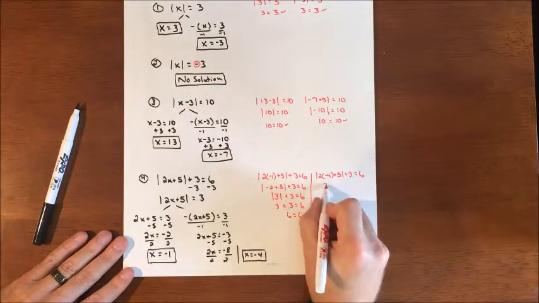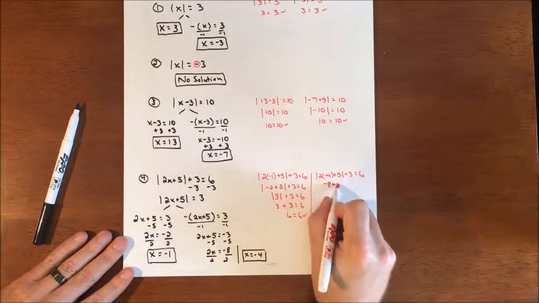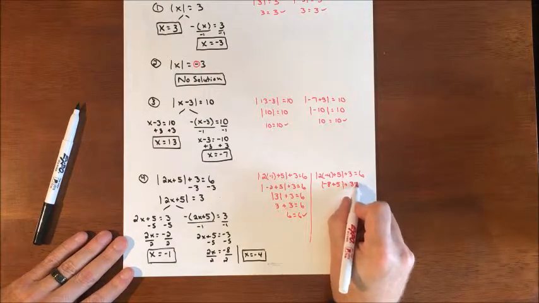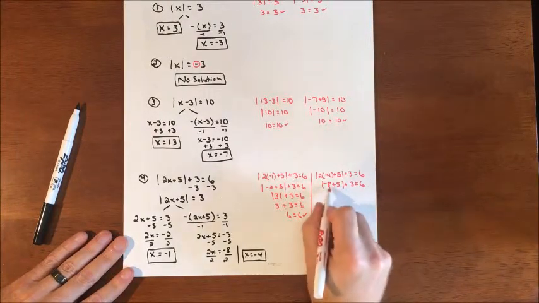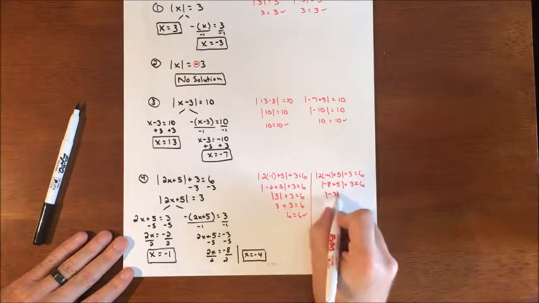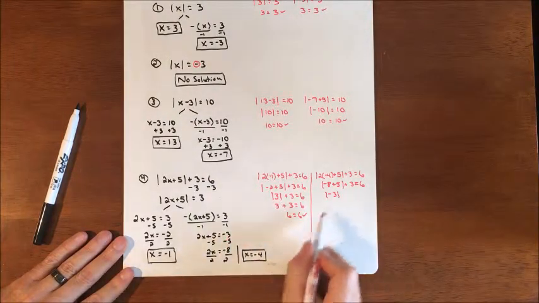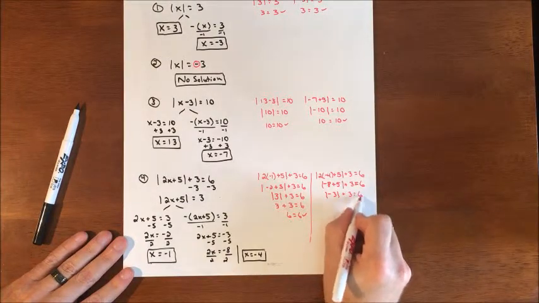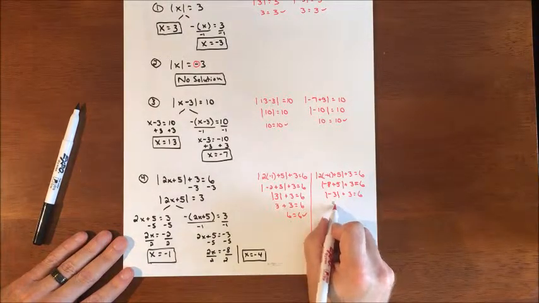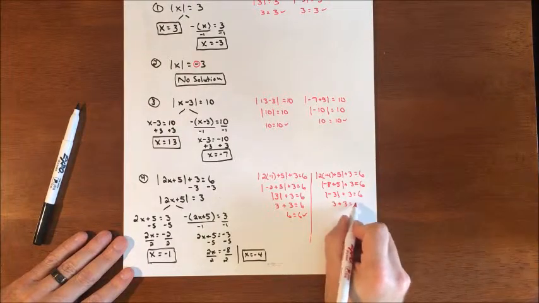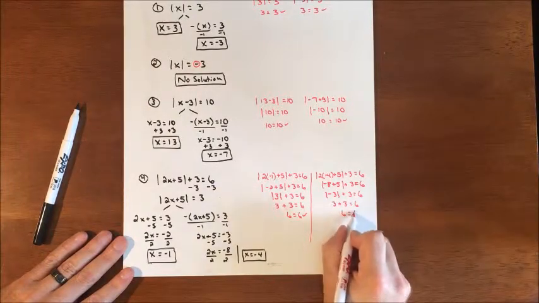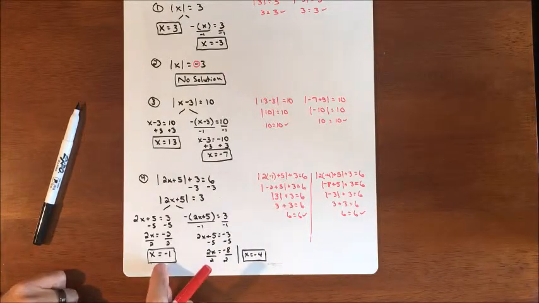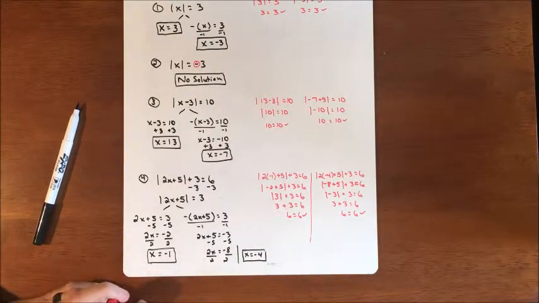2 times negative 4 is negative 8 plus 5. Absolute value of that plus 3 is supposed to equal 6. This adds up to negative 3, which again is what the equation was set equal to. So that's a good sign. And the absolute value of negative 3 is 3. Plus 3 equals 6. 6 equals 6. That one checks as well. So our answers are negative 1 and negative 4.